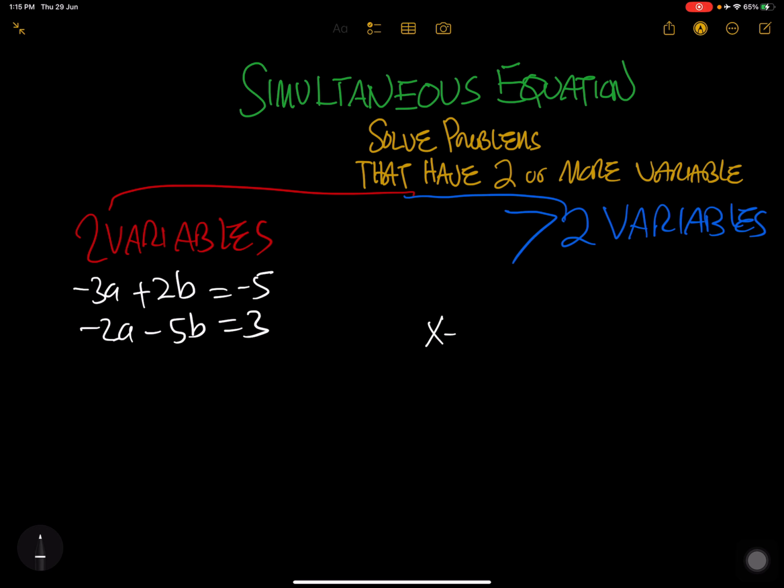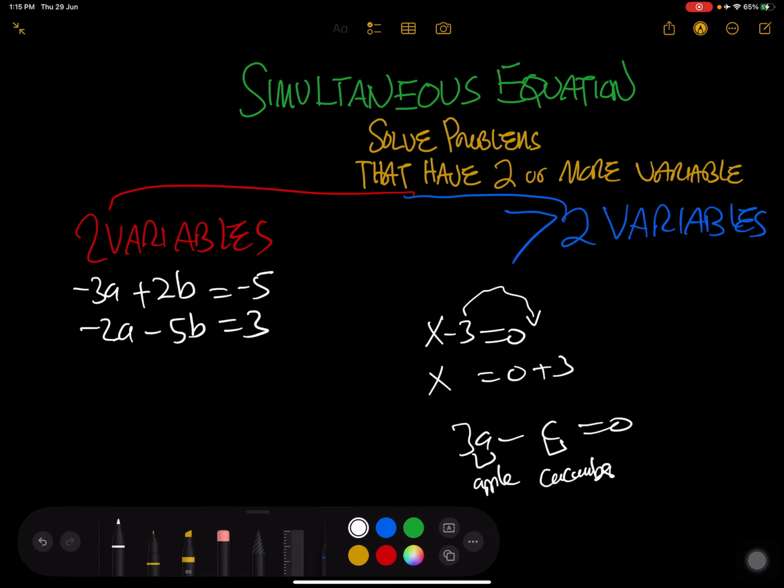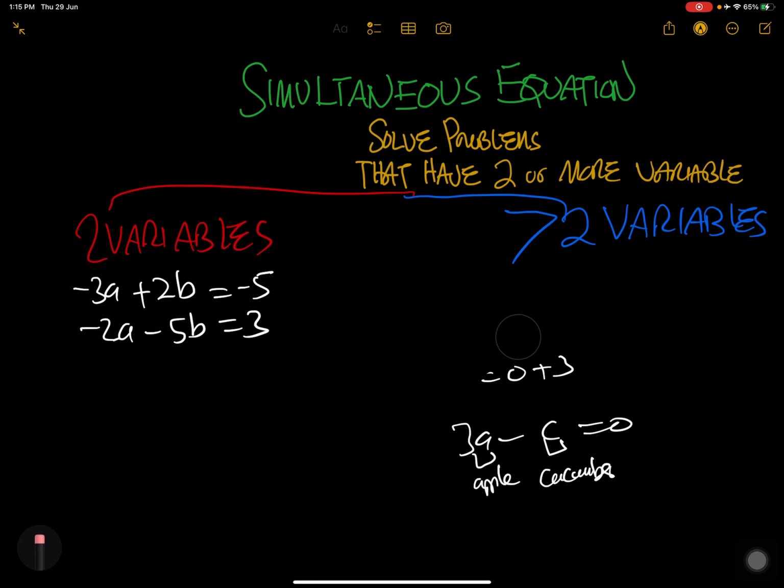If you have x minus 3 and I say solve this, it's easy. There's only one variable, x. So it's going to be x equal to 0 plus 3, because this one is going to move in here, right? And the sign changes. It's easy. But if I say solve 3a minus c is equal to 0, it's difficult because this is an apple and then there's a cucumber. It's going to be difficult to bring them together. So for simultaneous equations, there have to be two or more variables.